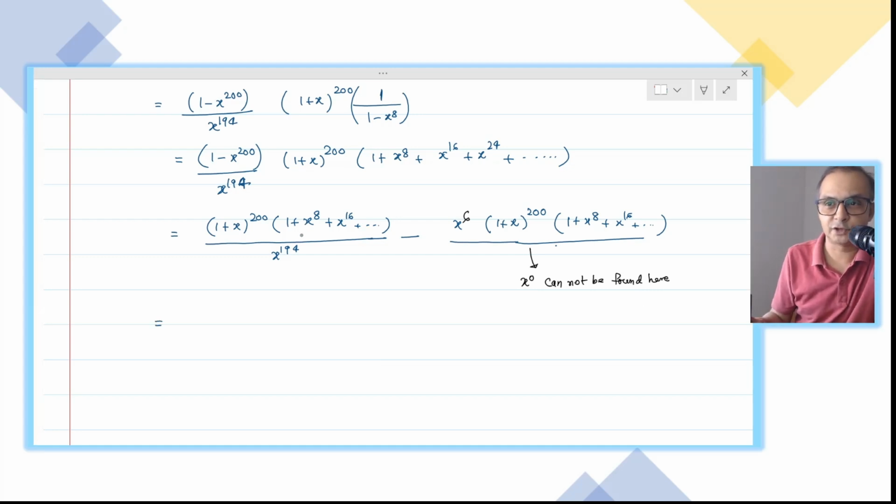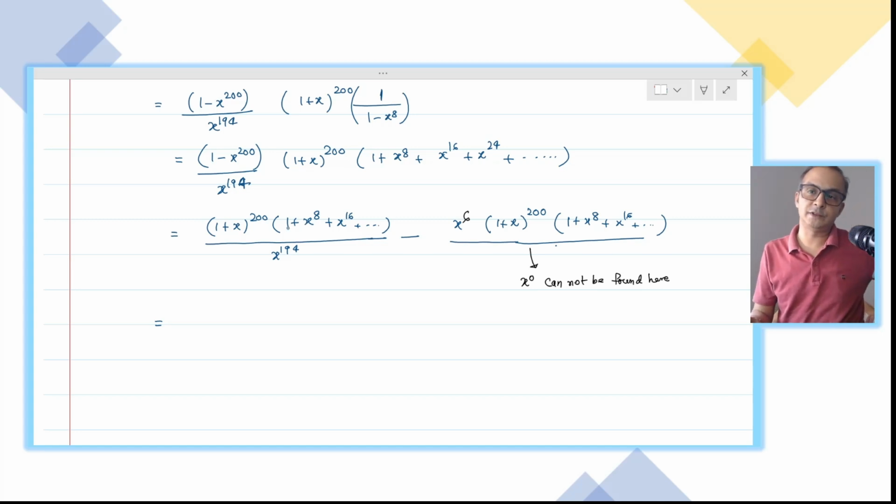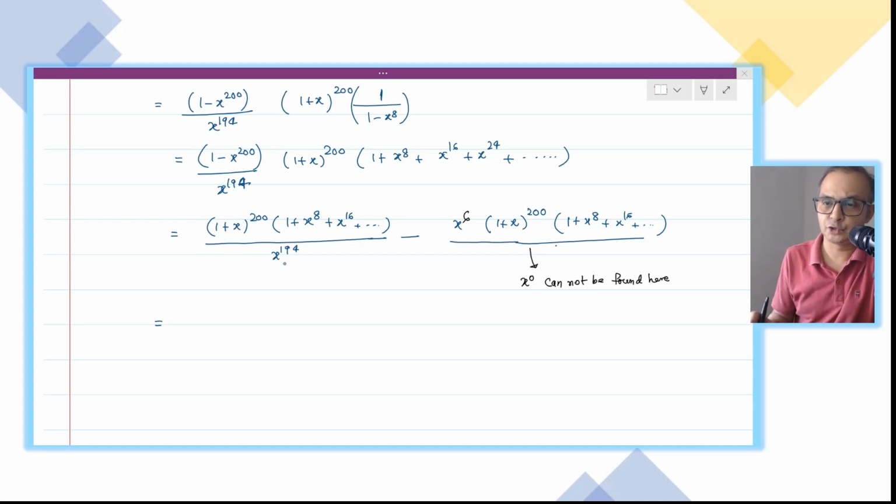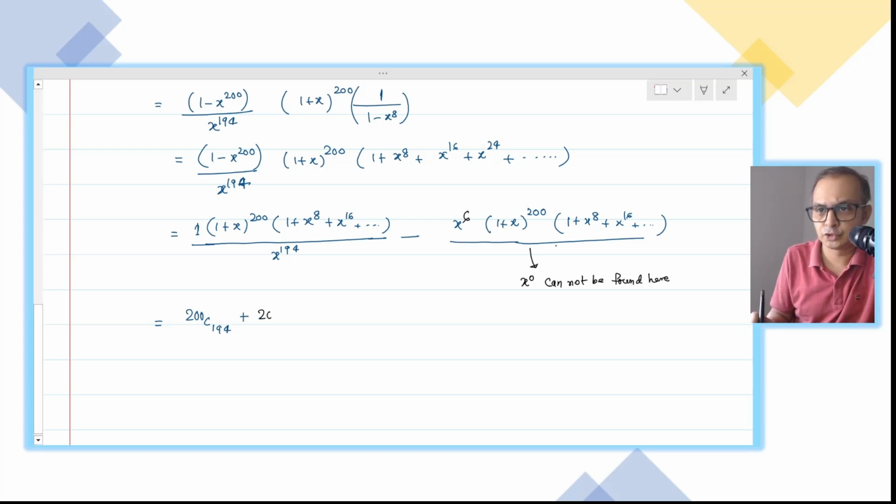How do we get it? This x to the power 8 is here. So with 1 what should we multiply? We have to think. To get x to the power 194, I will have what? There was 1 multiplied there. So if I take the coefficient of x to the power 194 from here and multiply with 1, the first term I get is 200c194. Then we will also get 200c186, because when this multiplies with x to the power 8, we will get 194.